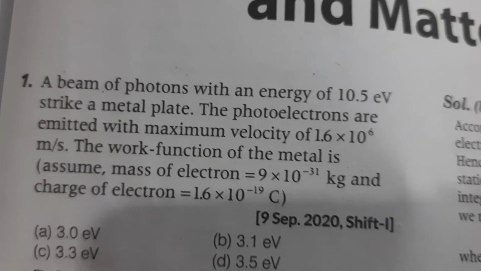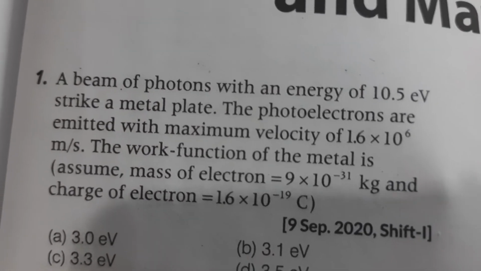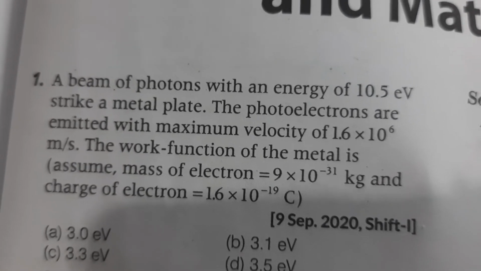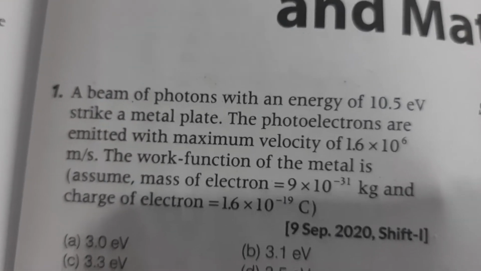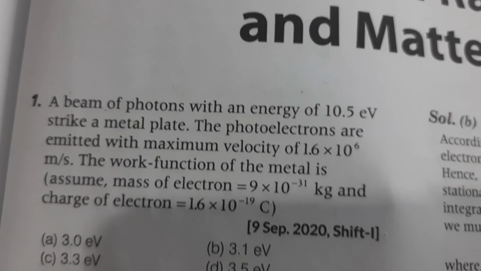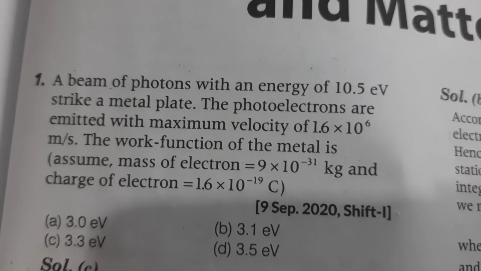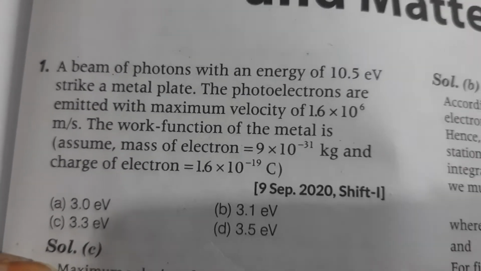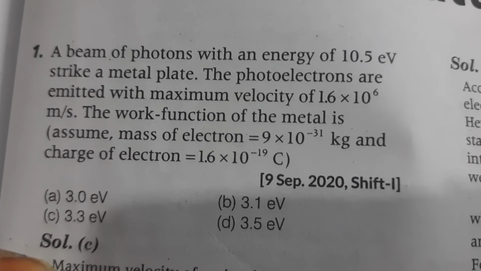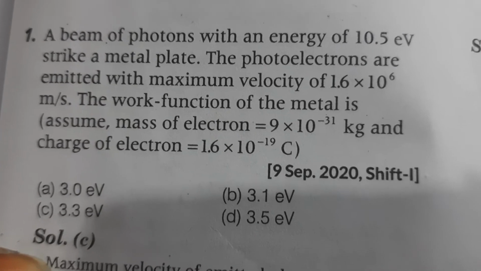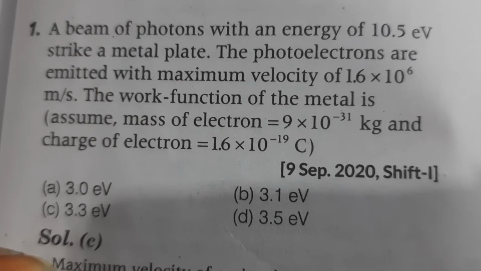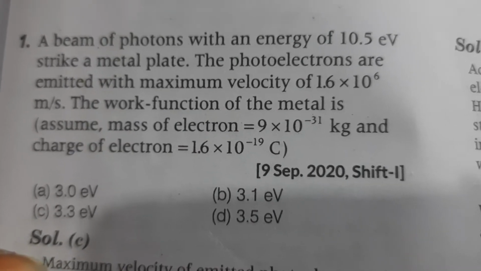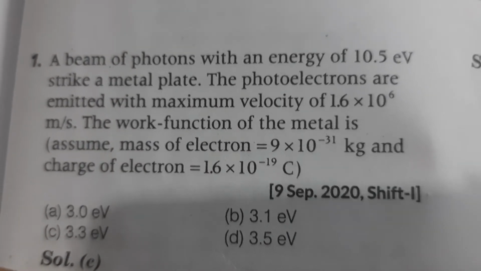Once you read this question: a beam of photons with an energy of 10.5 electron volts strikes a metal plate. Then electrons move with a maximum velocity of 1.6 into 10 to the power of 6 meters per second. We should find the work function of the metal. They have given the mass of the electron as 9 into 10 power minus 31 kgs, and the charge of the electron as 1.6 into 10 to the power of minus 19 coulombs.